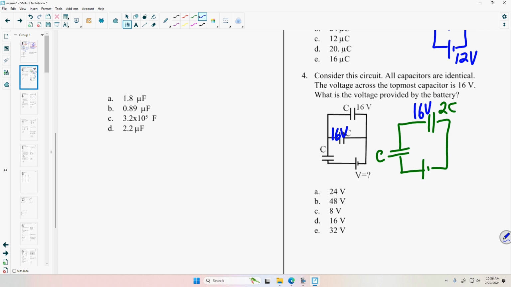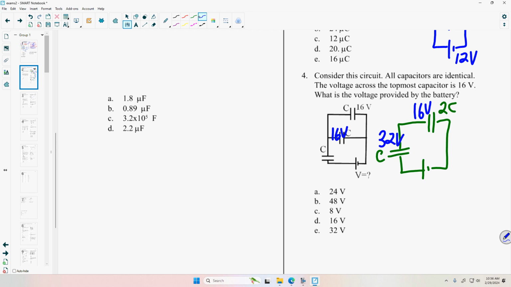And so the equivalent also has 16 volts. Now, if this capacitor is twice this capacitor, let's think, what would the voltage be on this one? Well, small capacitors have big voltages. There needs to be a factor of 2 in between them. So I know that this capacitor has 32 volts. So I have 32 volts here.